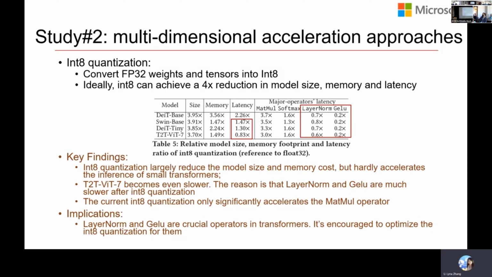As shown in this table, we can see that int8 quantization largely reduces the model size and the memory cost, but hardly accelerates the inference of small transformers. T2T-ViT-7 becomes even slower at int8. To analyze the reasons, we look at the operator level int8 latency. As shown in the red part of the table, we found LayerNorm and GELU are much slower after int8 quantization. Currently, only the MatMul operator can be significantly accelerated. The latency speedup for softmax is also minimal. Our implication is to further optimize the int8 quantization for LayerNorm and GELU.